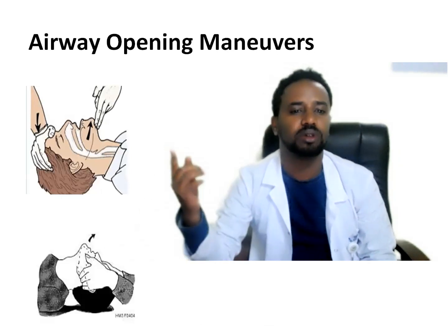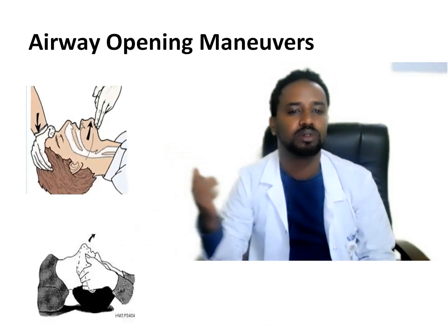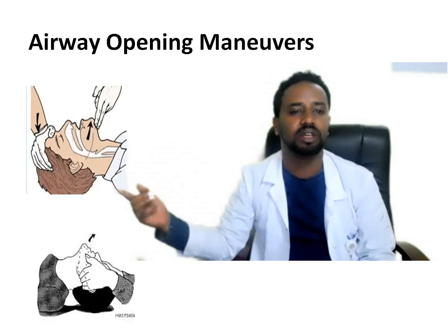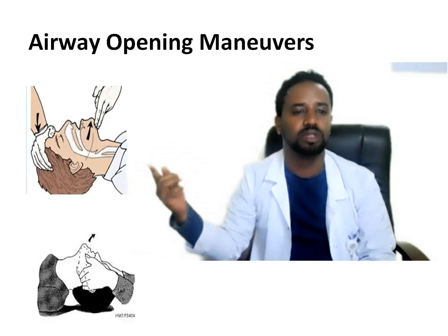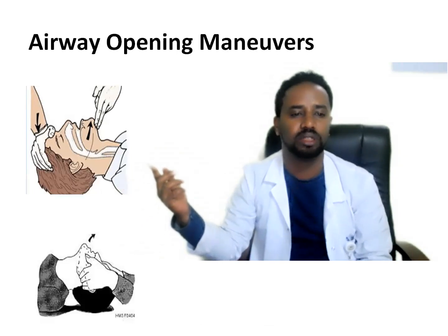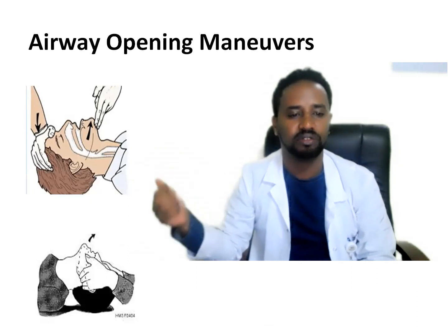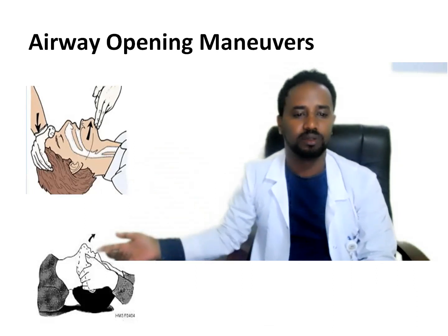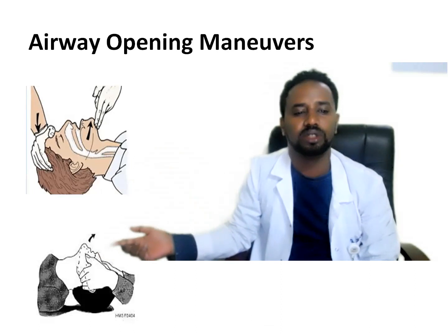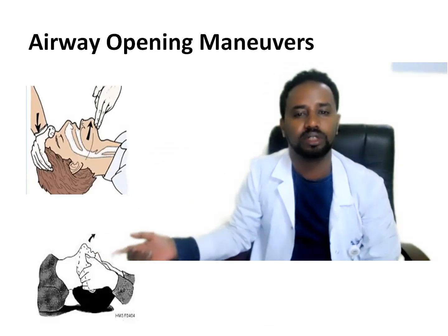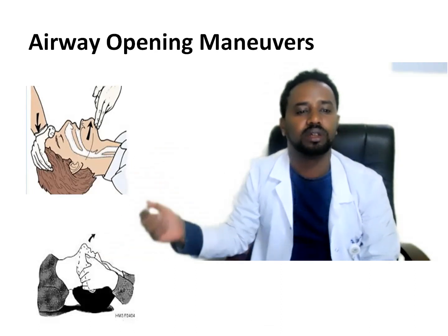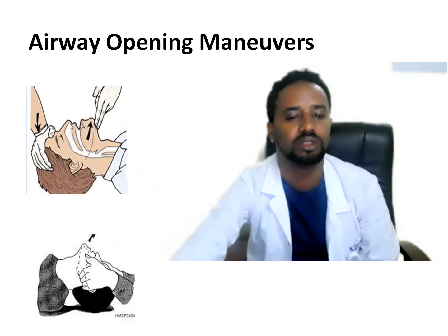As we see, the first one is head tilt chin lift. One hand will be over the head, and the other will be on the chin, so you do head tilt and then chin lift. The other, here, you see jaw thrust. You're just moving the chin upward to relieve the obstructed airway.